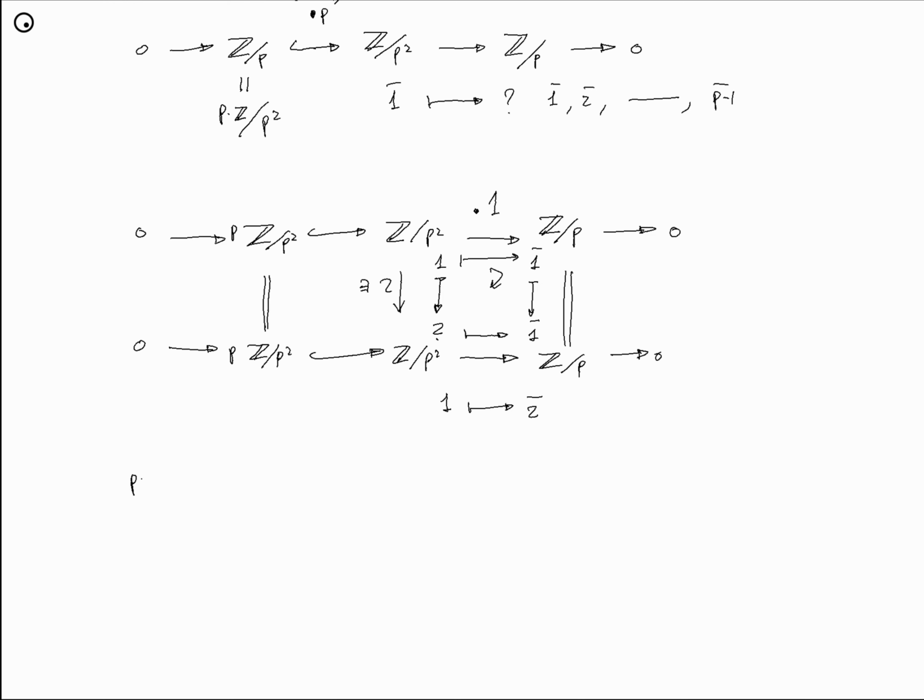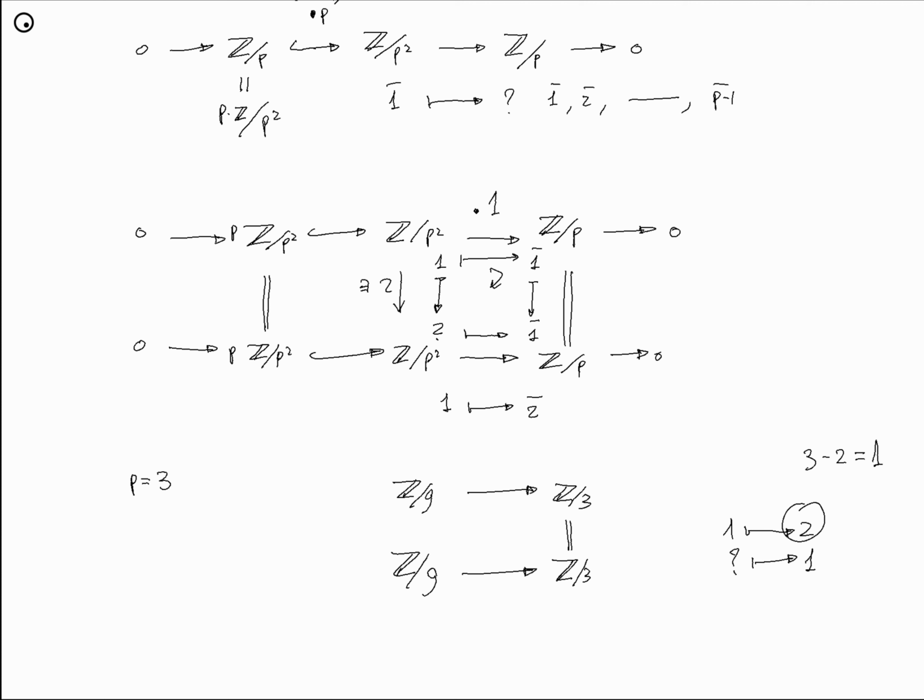Let's see what happened. Let's say P equals 3, and then this is Z mod 9, this is Z mod 3. If you map 1 to 2, then who is mapped to 1? So the point is that 2 and 3 are co-prime, so notice that 3 minus 2 equals 1. This is telling you that minus 1 is mapped to minus 2, which is the same as 1. And then will this be equivalent if I just use an isomorphism, I map 1 to minus 1.